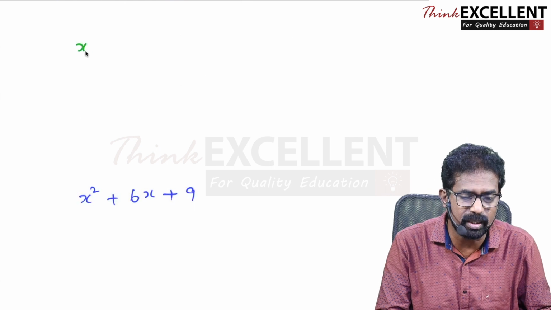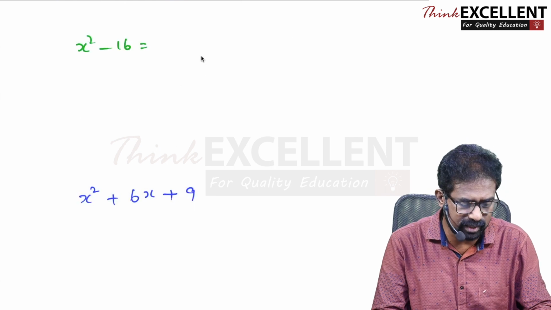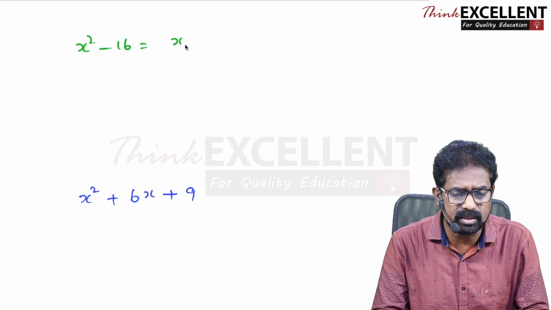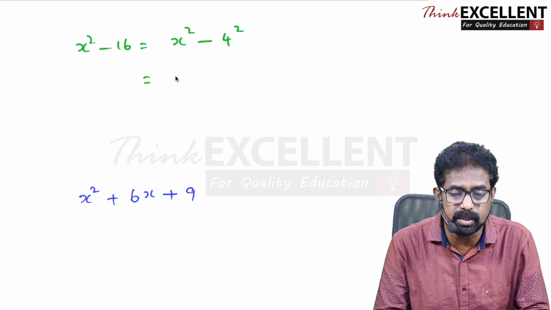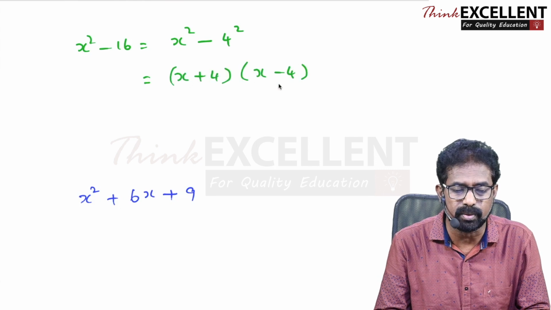Suppose I'm giving x square minus 16. You know how to factorize it. How can you factorize it? This is x square minus 16, that is 4 square, right? Now this is a square minus b square, which gives a plus b into a minus b, so x plus 4 into x minus 4.